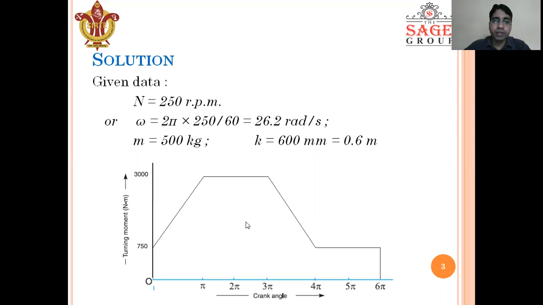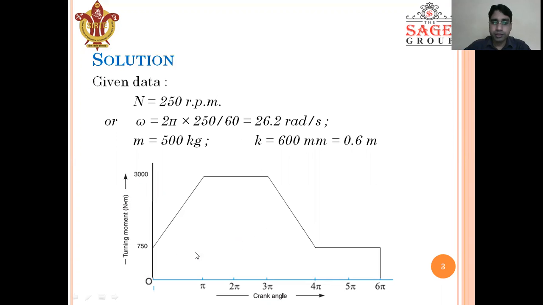So we have to calculate the work done per cycle. We know that the work done per cycle is equal to the area under this curve. So we have to calculate the area of this total curve, but it is very difficult to calculate the area in this situation. So we have to divide this total area into a number of areas.